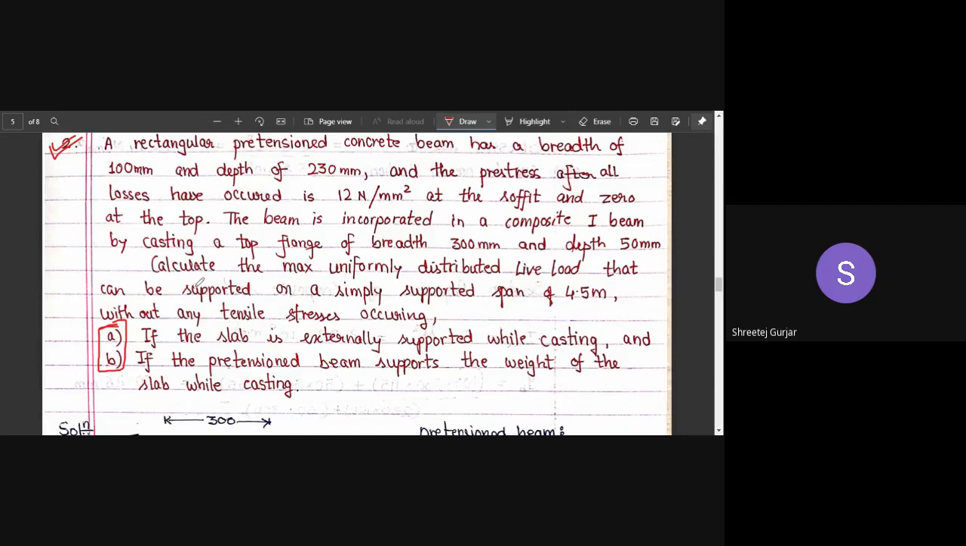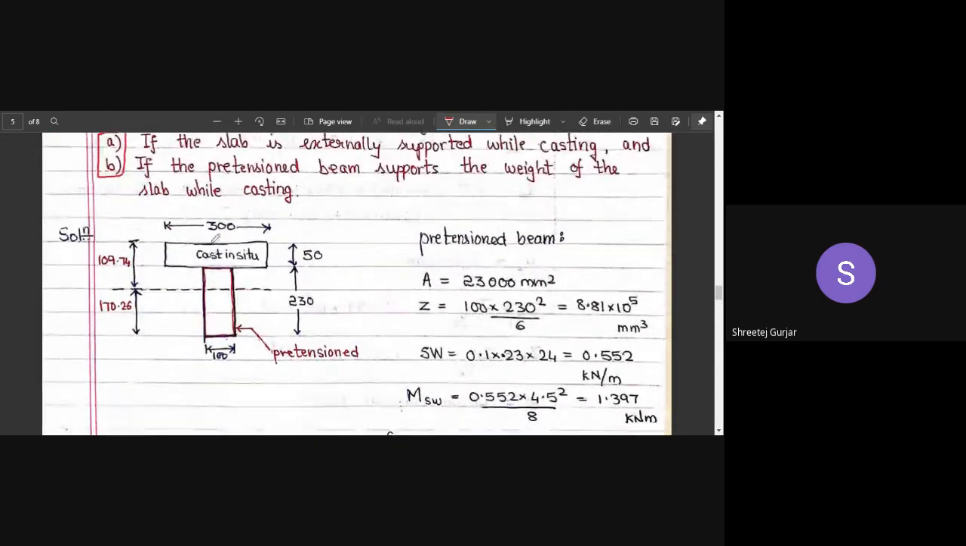So, a rectangular pre-tension concrete beam. I have drawn it over here. You can say this is the cast in place slab, and this is the pre-tension precast beam. These particular values are not given; we have to calculate this YT and YB later on. This is the width of the flange, the thickness of the flange, the depth of the beam, and this is the width of the beam. So these are the conditions that are given.